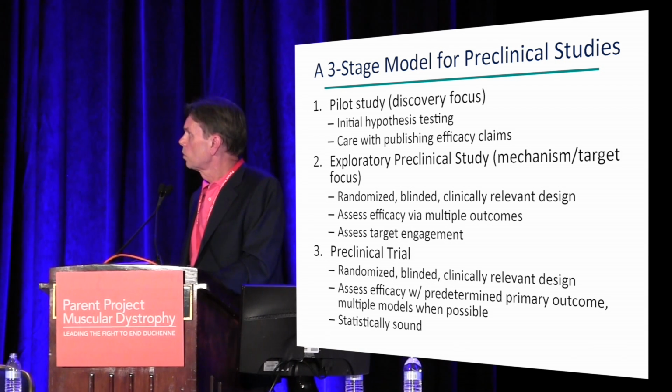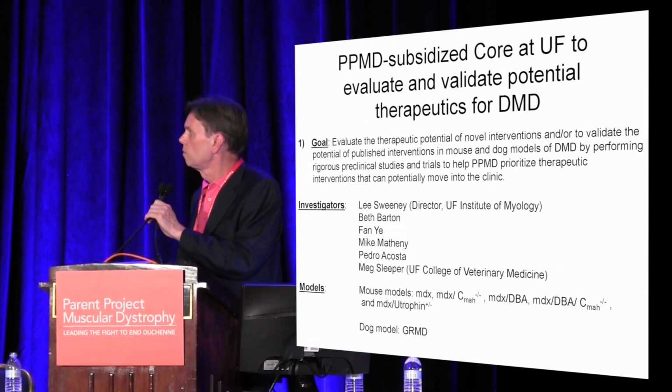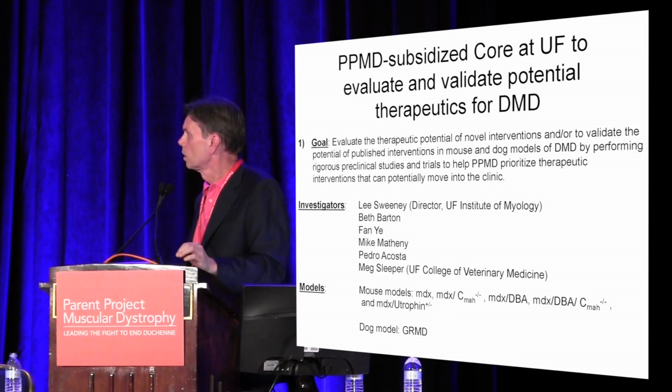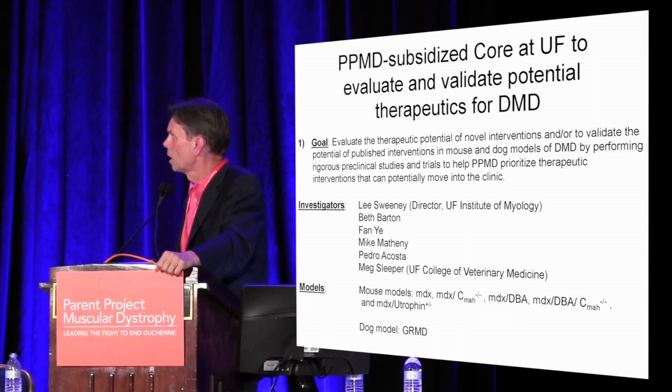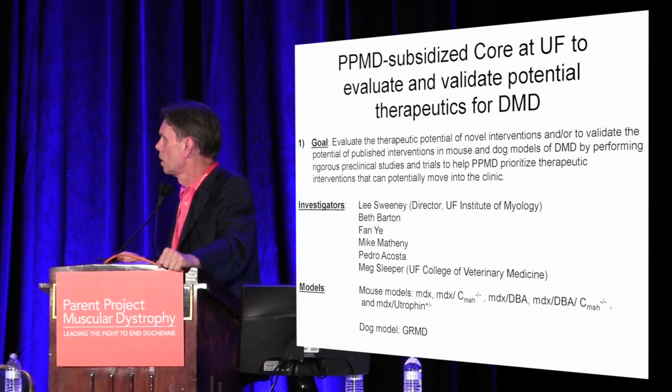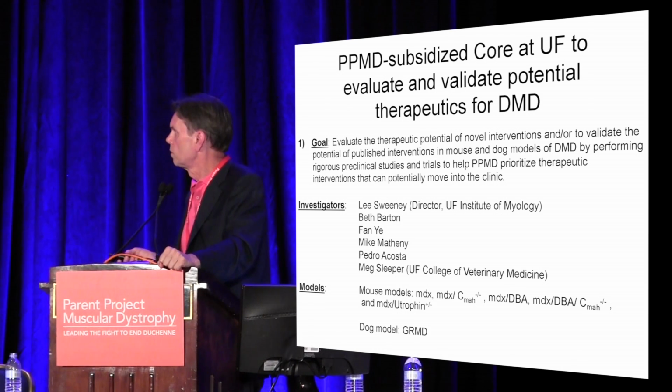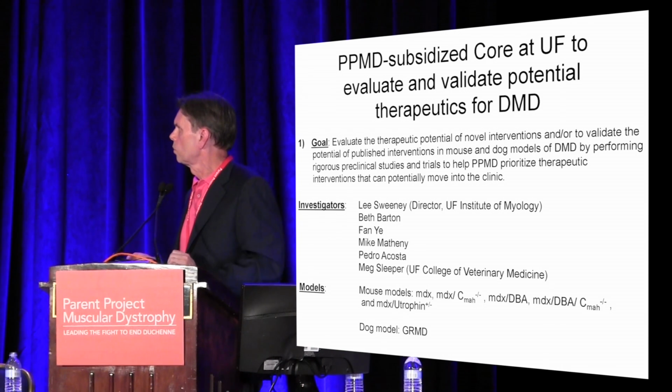In order to help with this, PPMD has invested in what we're doing in Florida to create an animal testing core with the goal of being able to evaluate the therapeutic potential of a number of interventions, novel interventions, approved drugs, whatever, and do it in a rigorous way, to do these preclinical studies and preclinical trials in mouse models of Duchenne in order to help prioritize what therapeutic interventions really should move into the clinic.